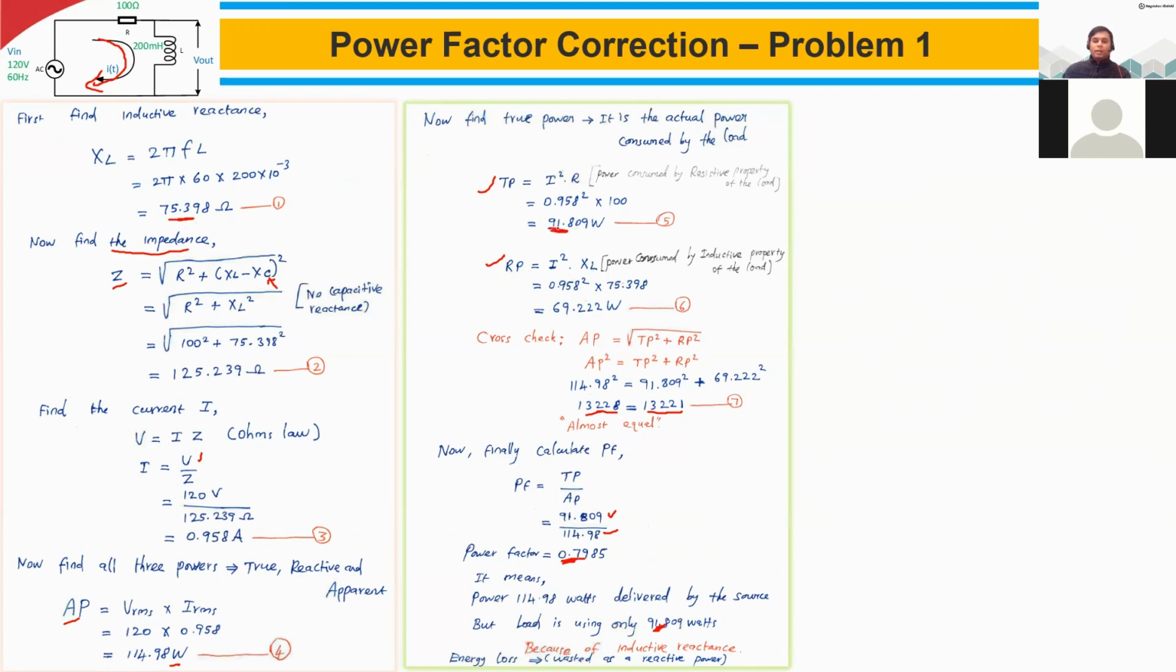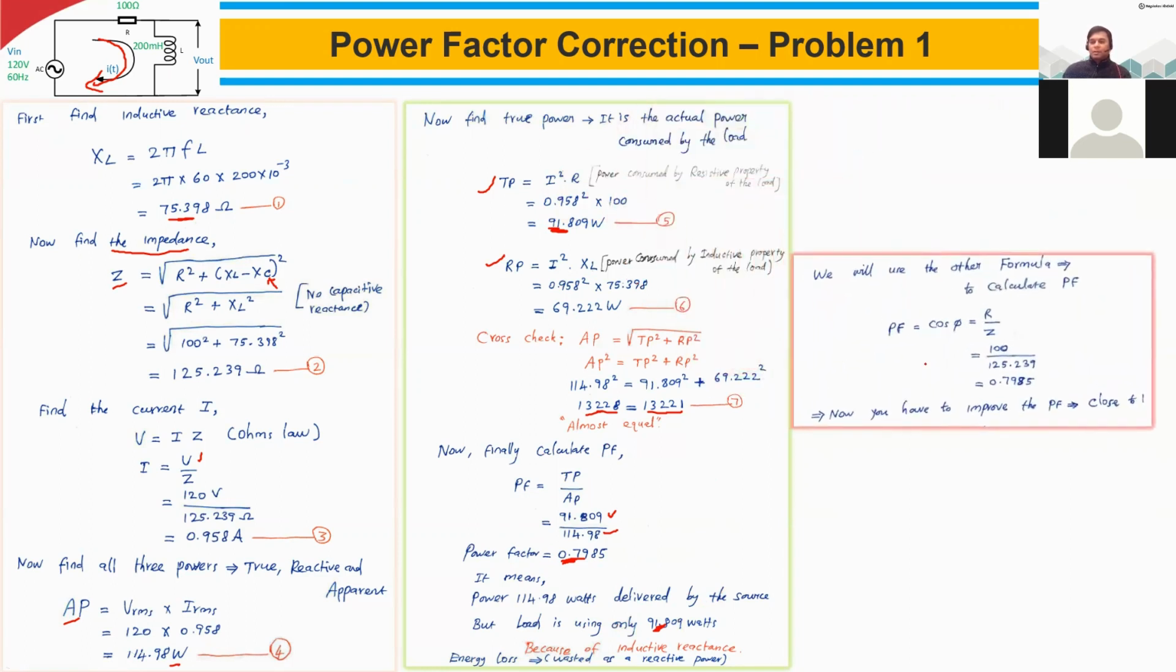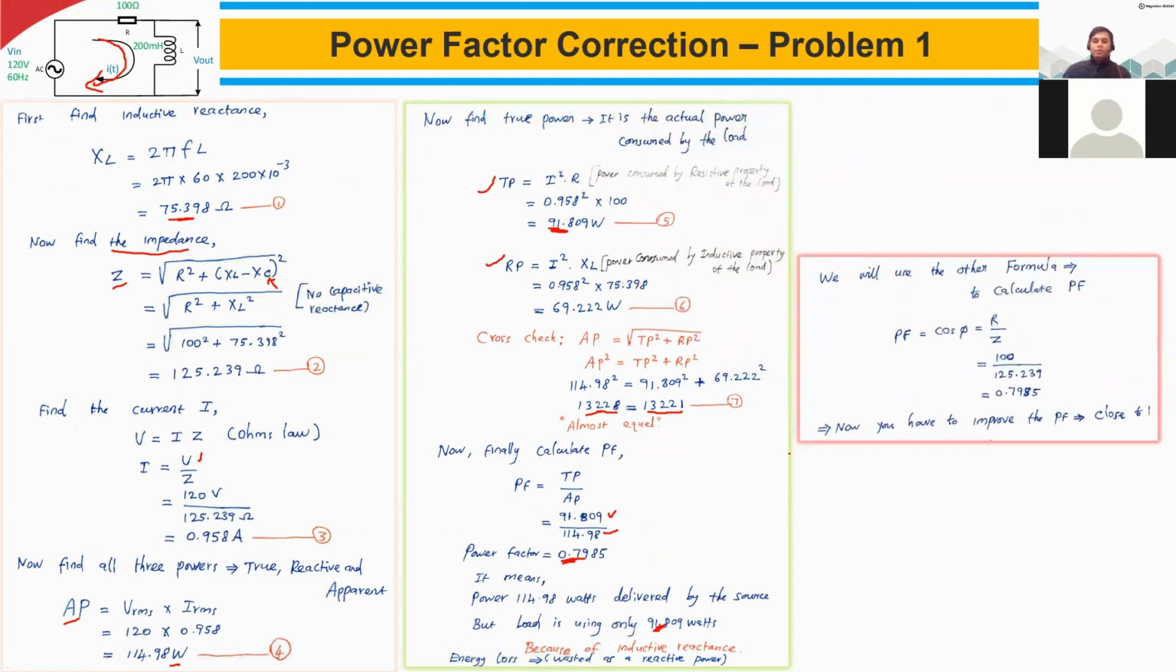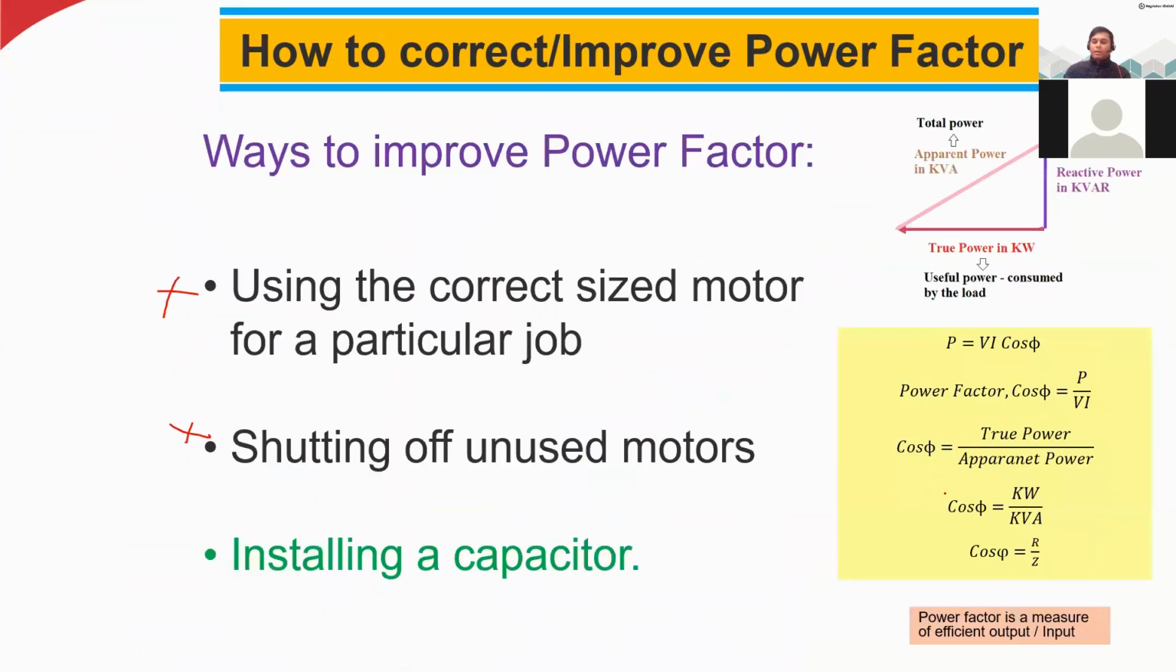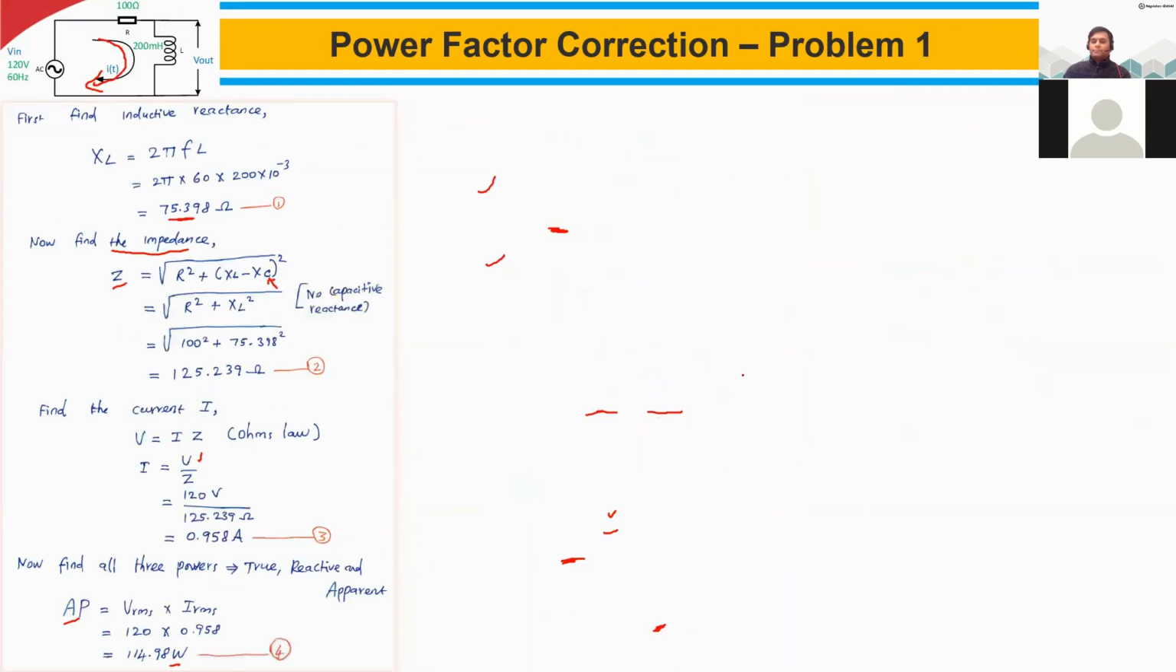The load is using only this power, and it means we have energy loss. So what does it mean? 114.98 minus 91.809, this much power we are wasting. Here you can also use the other method, because I mentioned several formulas to calculate the power factor. So we will use this formula now to calculate the power factor.